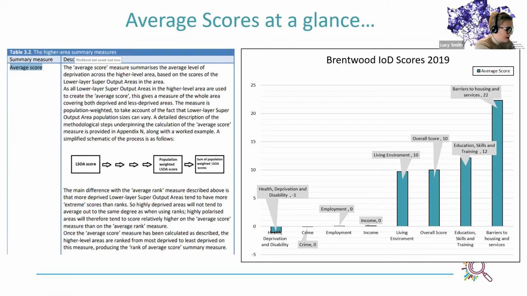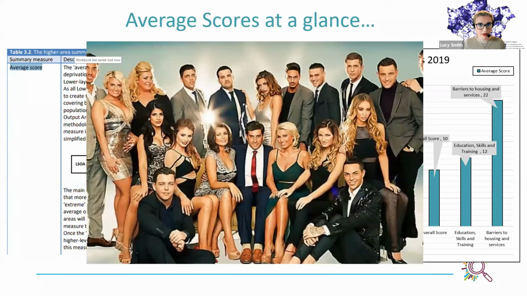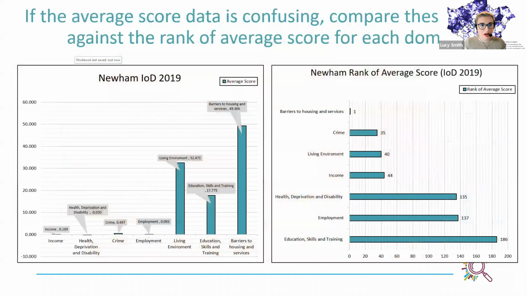So it's always really good, if you are looking at the average score for an area, to also look at how it's performing on the index as well, because that will give you a good indicator of whether that score is, say, exceptionally good or exceptionally bad for an area. So don't worry, it will become a little bit clearer. So yeah, if the average score data is confusing, compare the figures against the rank of average score for each domain. So this was what I rustled up in Excel.